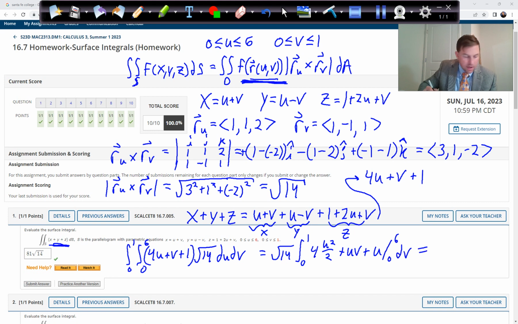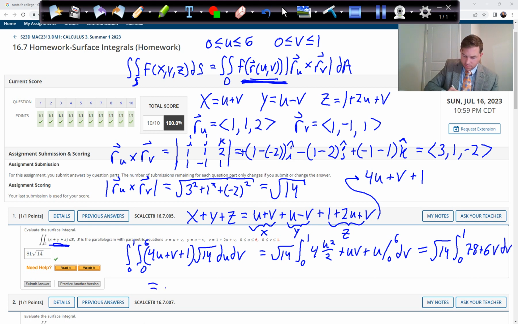And if we do that, you're going to get square root of 14 on the outside, 0 to 1. When you plug in 6 for u here, and 0, which will just kill all those terms off, if you plug in 6, you should get 78 plus 6v dv.